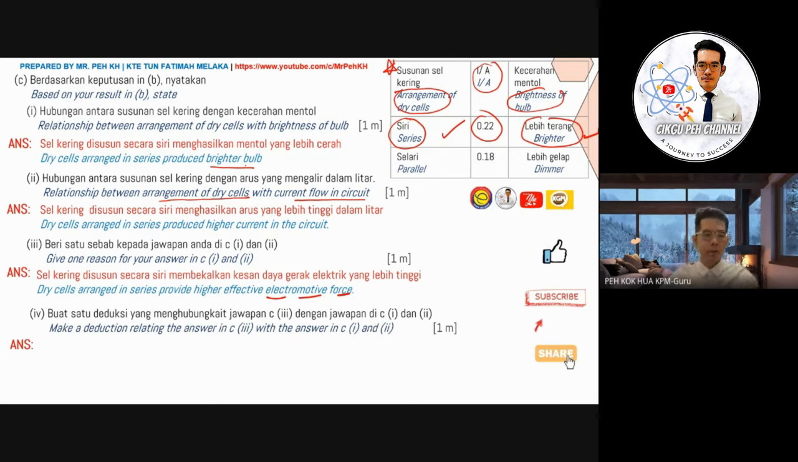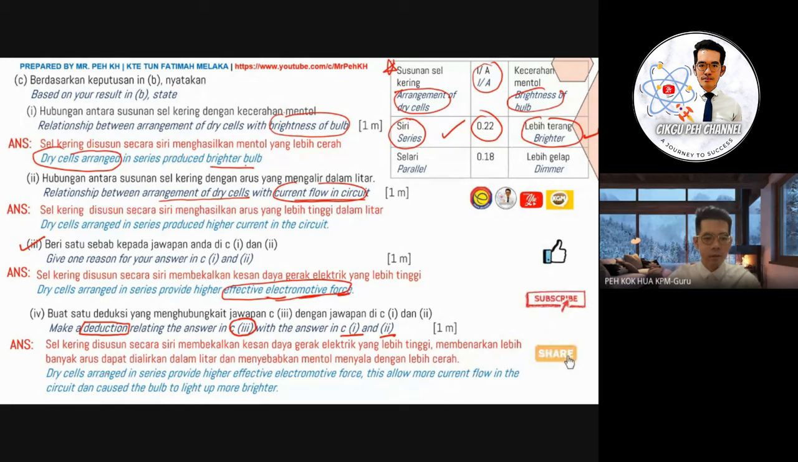electromotive force. Then the next question, make a deduction. The question asks you to make a deduction relating C1, C2 and C3. The C3 is regarding the higher EMF provided. Then C1 and C2 are regarding the arrangement of the dry cells, which in series circuit will give a brighter bulb and higher current. So we need to relate the brightness of the bulb, current flow, arrangement of the dry cells, together with the EMF for your answer C4 here. So the answer will be like this. Dry cells arranged in series provide higher electromotive force, which is C3. This allows more current flow in the circuit and causes the bulb to light up more brightly. So this refers to your C1 and C2 for current, and this one will be C1.